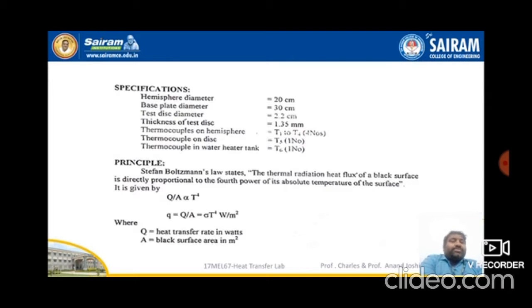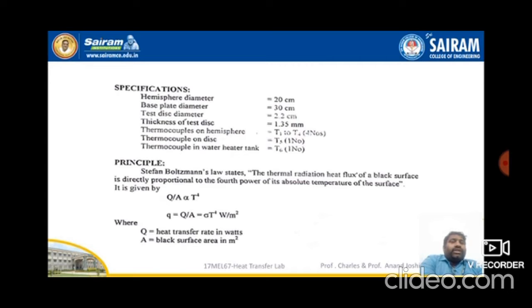So what is the principle of this? According to the Stefan-Boltzmann law, the thermal radiation, that is the heat flux of a black surface, is directly proportional to the fourth power of the absolute temperature of the surface. That is given by, as I already told, Q/A is directly proportional to T to the power of 4. If you take Q by A, which is nothing but heat flux, considered as small q, it is equal to sigma into T to the power of 4.